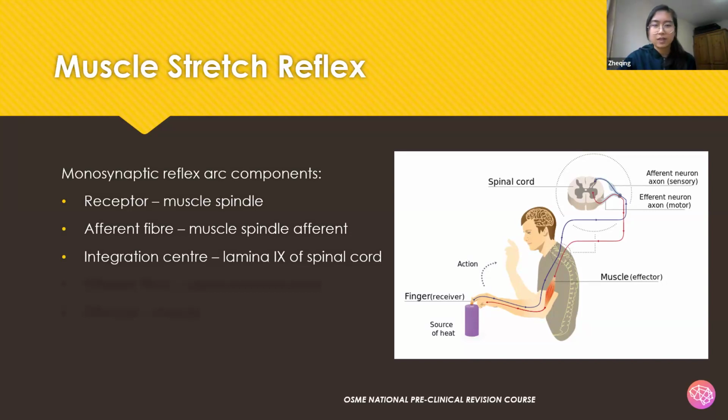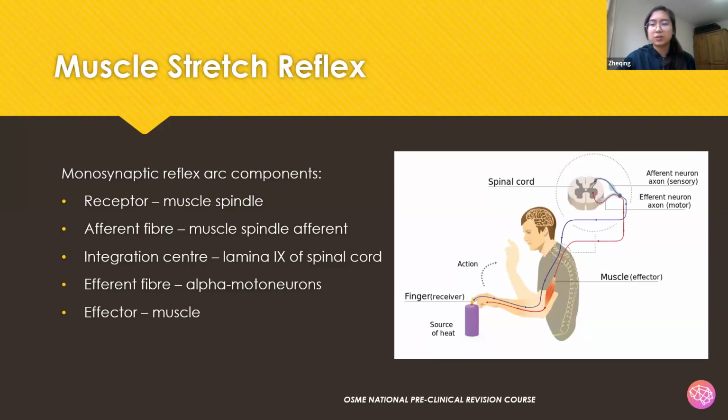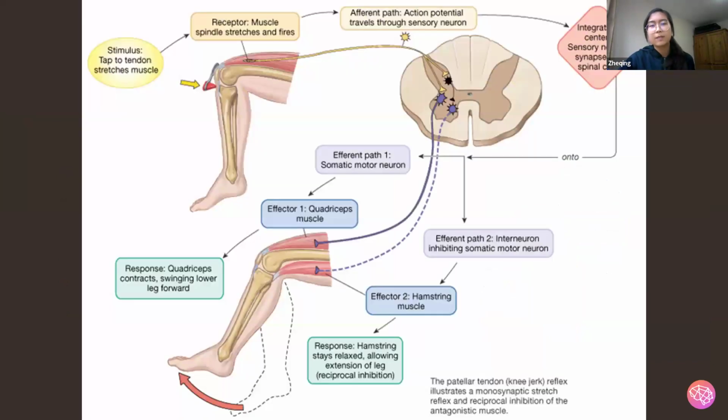And for the muscle stretch reflex, it's number 9. And then for the efferent fiber, it's alpha motor neurons. And finally, you have the effector, which is the muscle, and the action is the muscle contraction. So this is basically a summary of the components of the reflex arc.